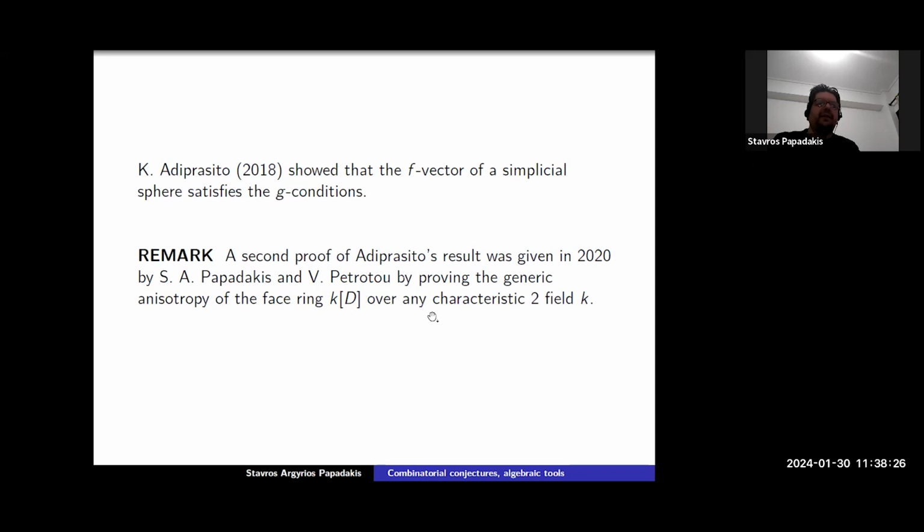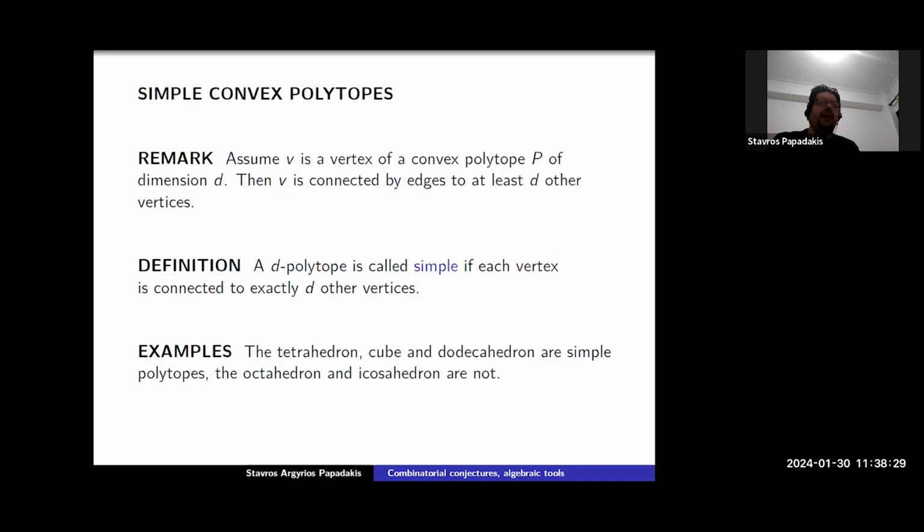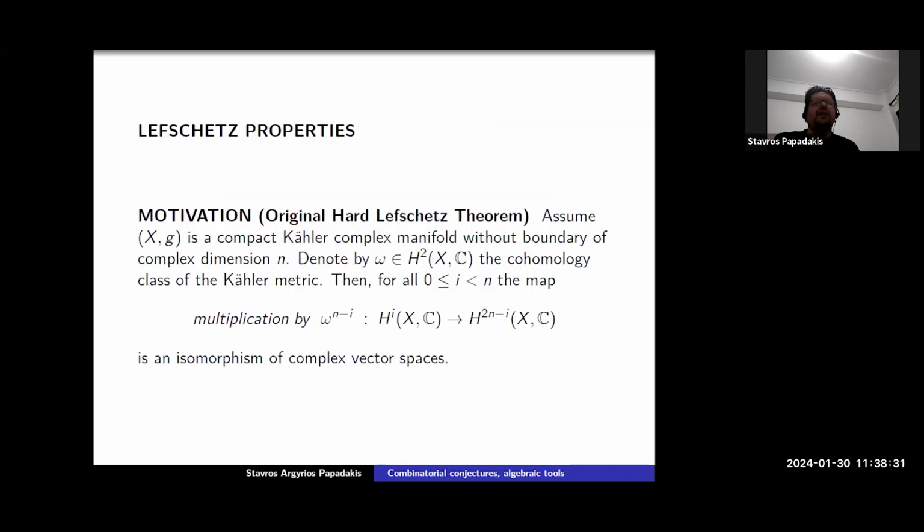So it seems that many important results so far are based on proving the Lefschetz properties of certain algebras. So let me start with the original hard Lefschetz theorem, which at least the statement is due to Lefschetz. I don't remember the period, maybe the 40s or 50s.